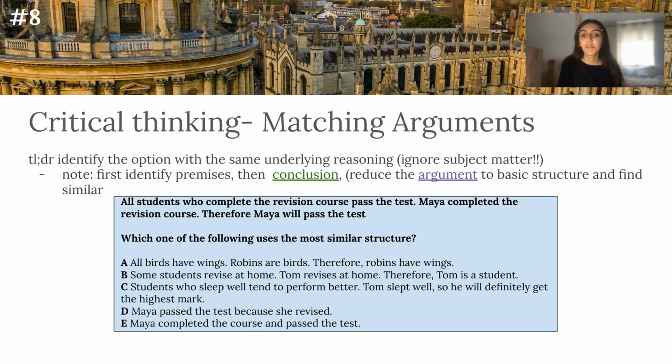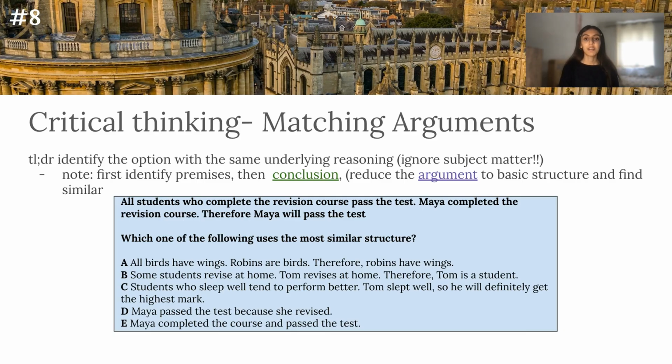B. Some students revise at home. Tom revises at home. Therefore, Tom is a student. C. Students who sleep well tend to perform better. Tom slept well, so he will definitely get the highest mark. D. Maya passed the test because she revised. Or E. Maya completed the course before because she passed the test. So if you haven't been able to tell already, the answer is A.